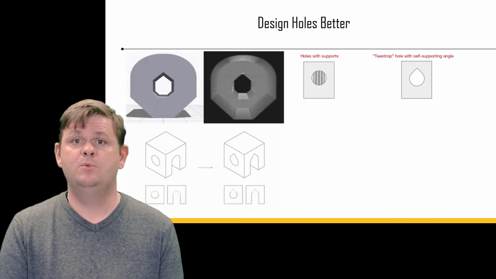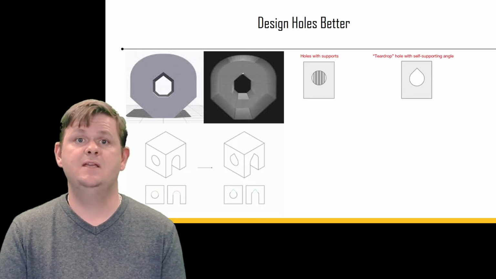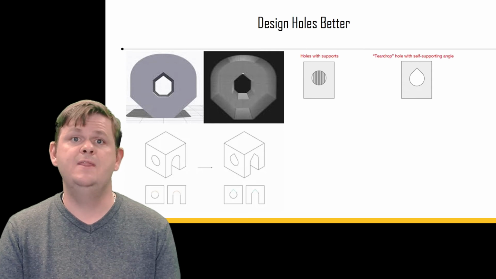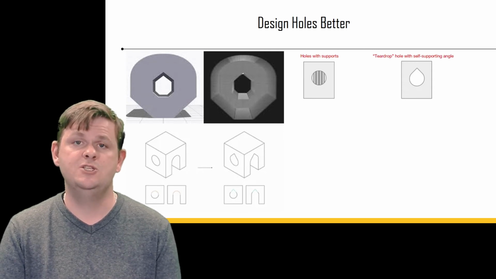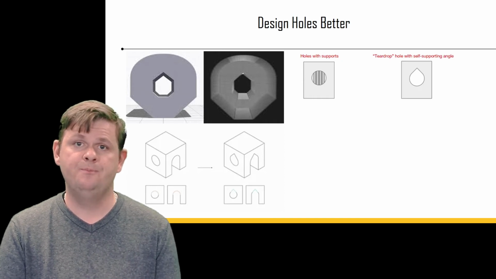FDM technology does not print holes very well. Because of the layer upon layer nature of the technology, vertical face holes are often slightly flat on the top layer, giving them a squashed look and reducing their dimensional accuracy. A circular hole may also require support, which can be difficult or tedious to remove.